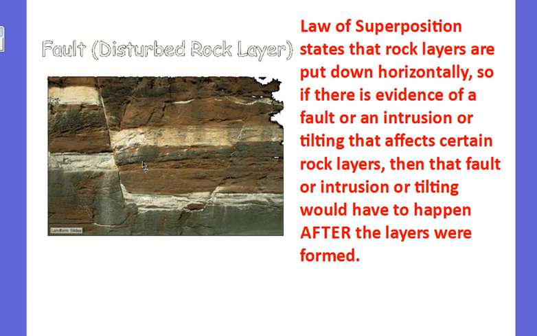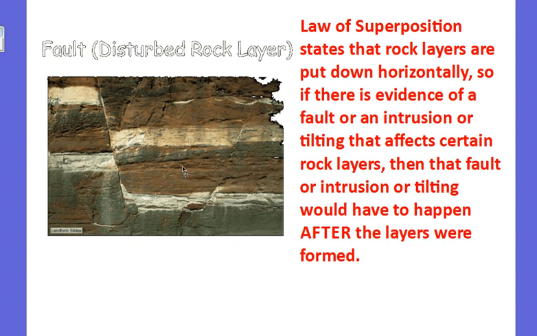So this picture shows disturbed rock layers. So the law of superposition says layers that are put down horizontally. Okay, so they're put down in straight rows across, left to right. So if there's evidence of a fault, which is what's shown here, or some kind of igneous intrusion or tilting that affects the rock layers, then we know that those events, whether it was the fault, the intrusion, or the tilting, would have to happen after the layers were formed.